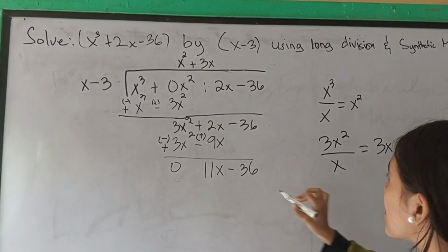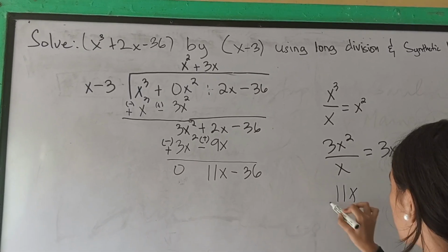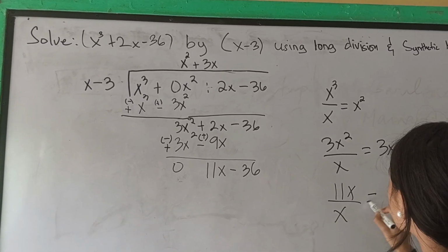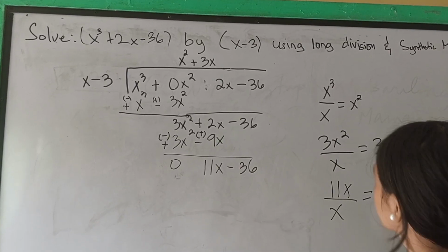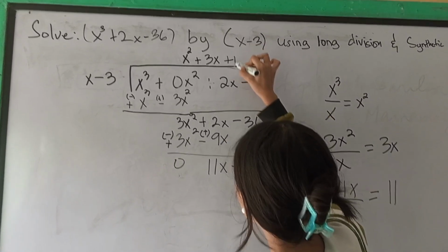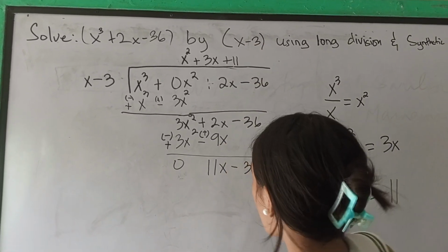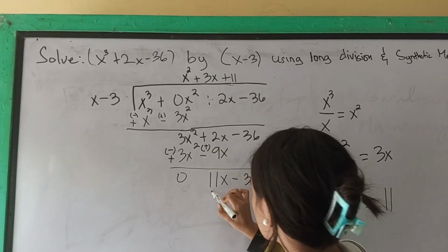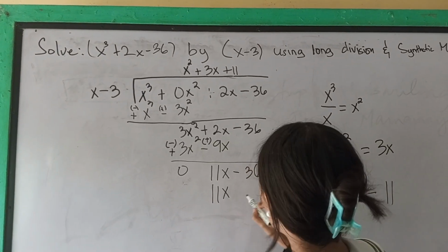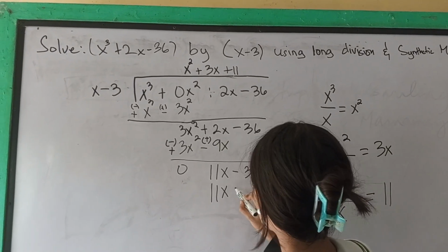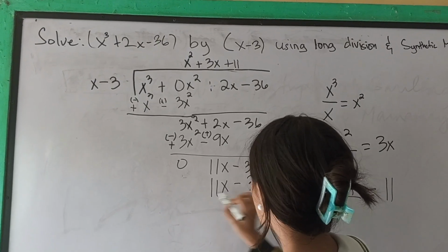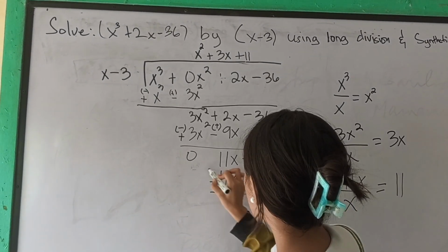Then divide 11x by x. 11x divided by x is equal to 11. Then multiply 11 to x minus 3. 11 times x is equal to 11x. 11 times negative 3 is equal to negative 33. Change the sign.